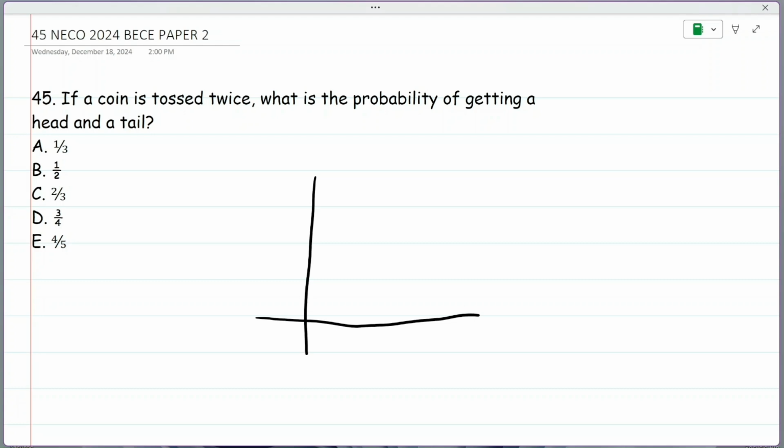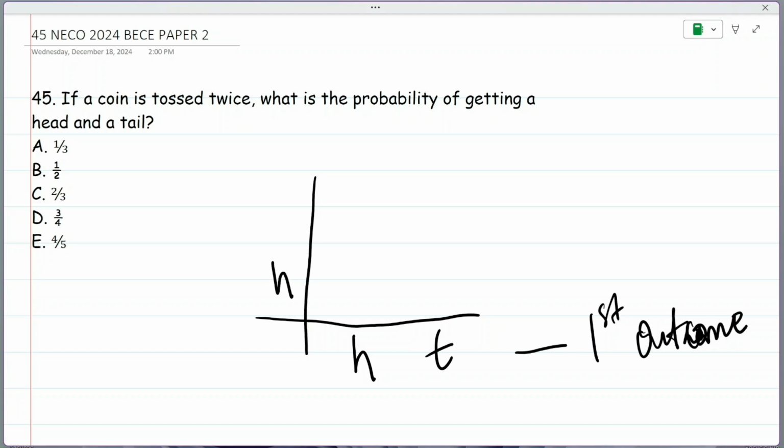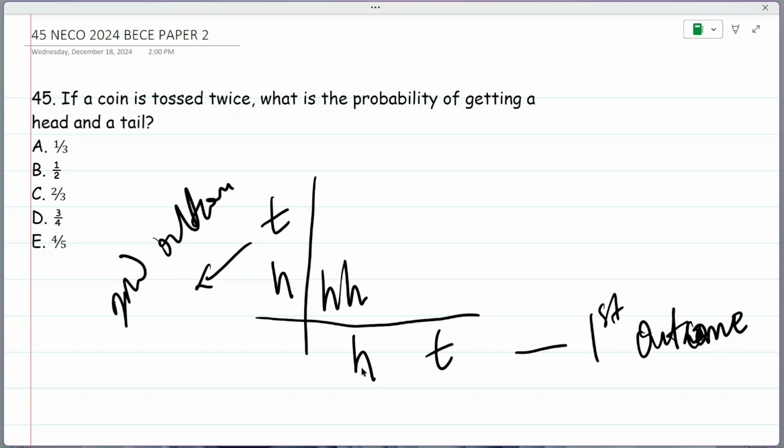For the first outcome, you have the head and the tail. This is the first outcome. When you toss the coin the first time, you can either get a head or a tail. When you toss it the second time, you can also either get a head or a tail. We now make a table out of it. So when you toss it the first time, you can get the head, then the second time you can also get a head. So you have head, head. Considering the first toss of having a head, you can get a tail when you toss it the second time. So you have a head and a tail.